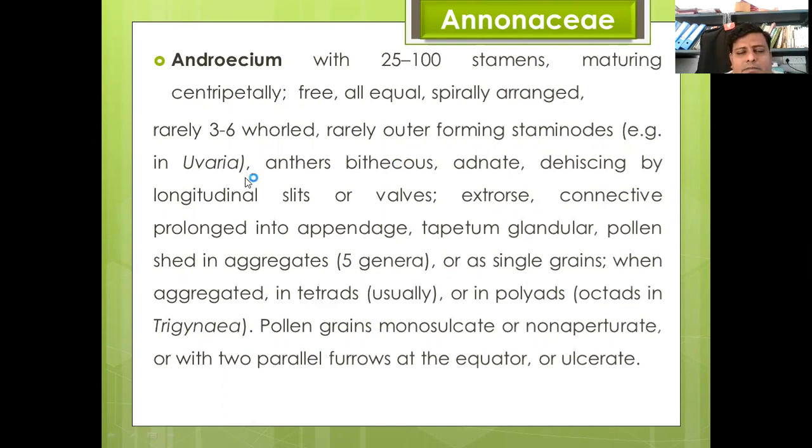Example, Uvaria species. Anther bithecous, adnate, dehiscing by longitudinal slit, extrorse, connective prolonged into appendages, tapetum glandular, pollen shed in aggregate or single grain. When aggregate, in tetrad or in polyads. Example, Artabotrys is given. Pollen grains monosulcate or non-aperturate, or with two parallel furrows at the equator, or ulcerate.